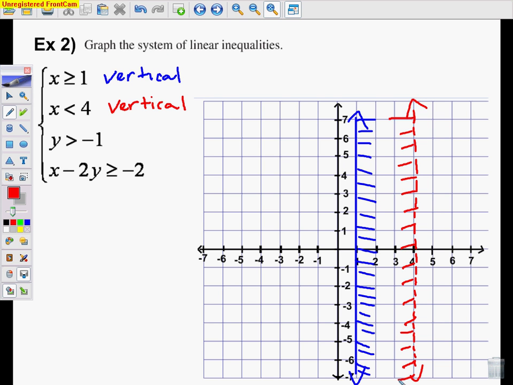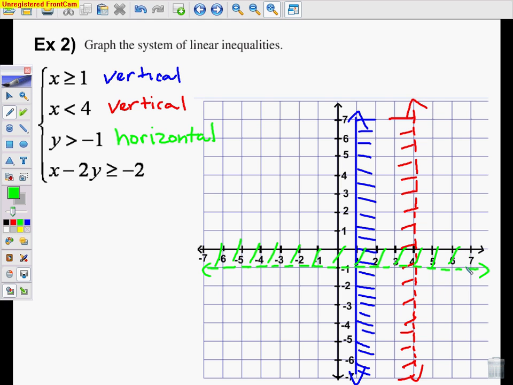Okay? Next inequality that we have, y is greater than negative 1. Because it's y, we know that it's going to be horizontal. And because it's just a greater than and there's not a greater than or equal to, we know that it's going to be a dotted line. So a dotted horizontal line through negative 1. So that's going to look like that. Because it's a greater than symbol, we're going to shade above the line because greater than is above.